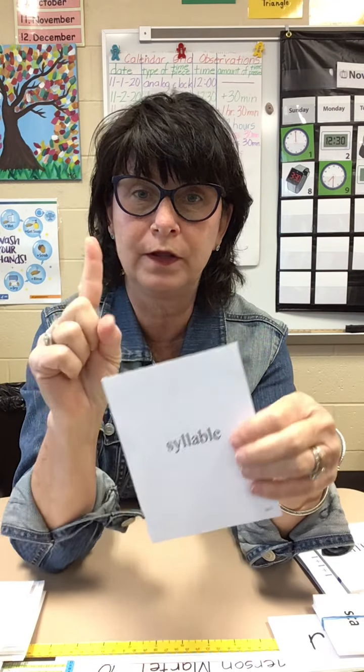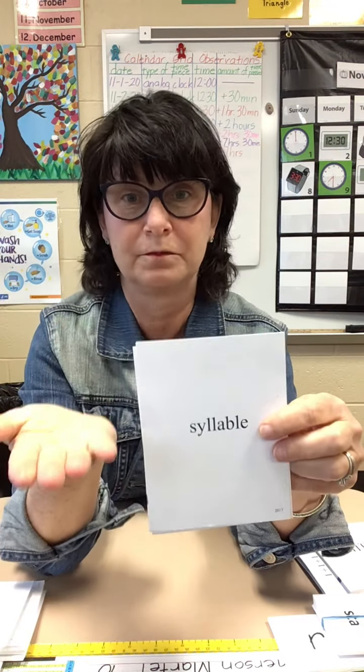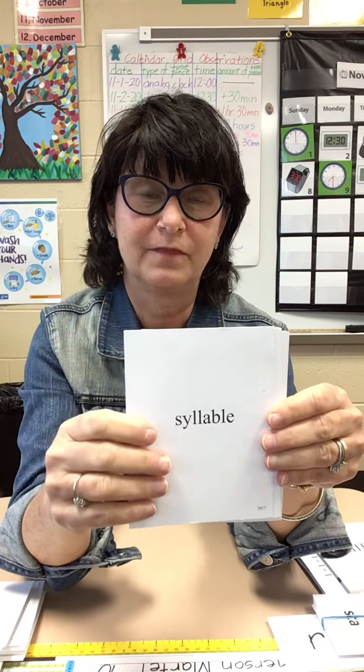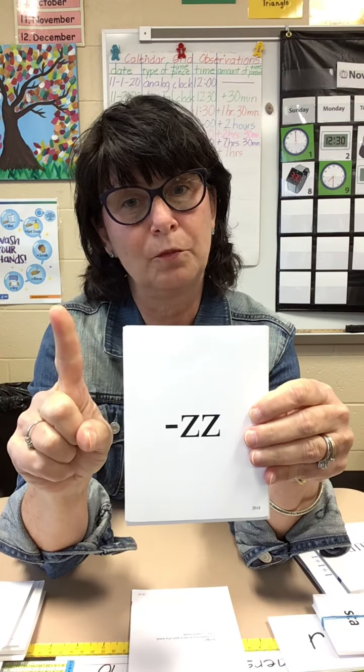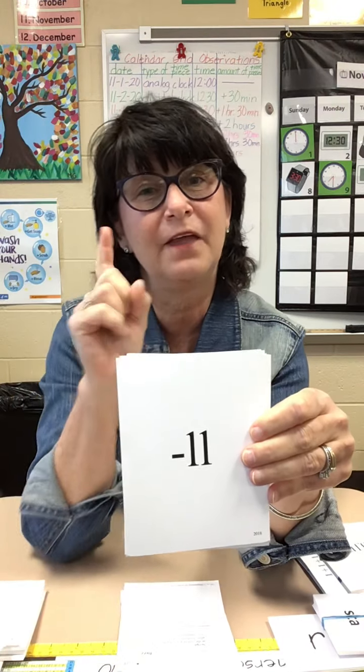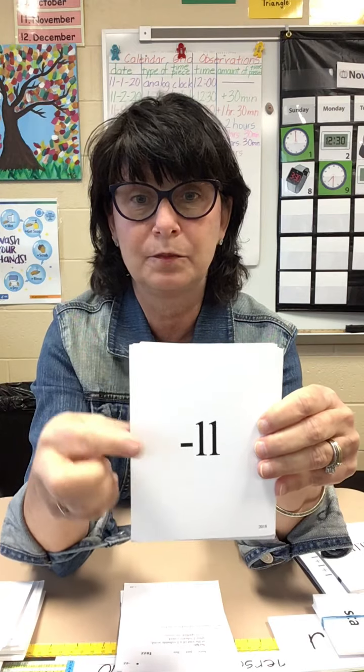All right. A syllable is a word or part of a word with only one vowel sound. And you can say these with me. At the end of a one-syllable word, after one short vowel, Z is spelled ZZ. An example would be fizz. At the end of a one-syllable word, after one short vowel, L is spelled LL. An example would be still.